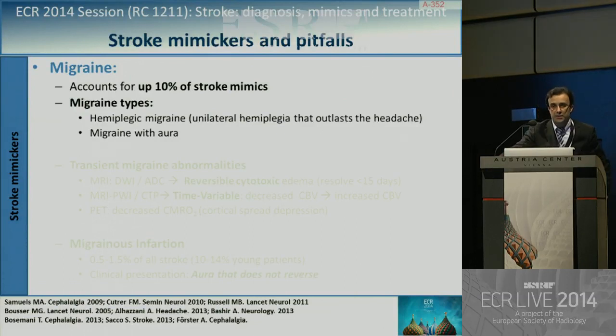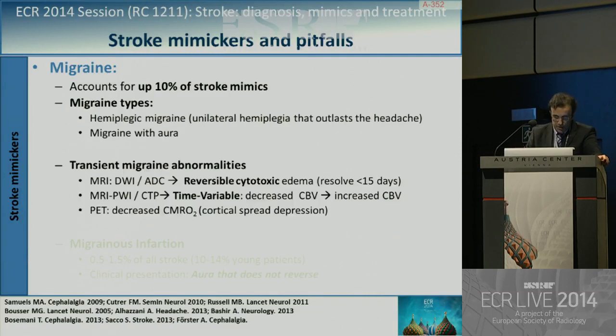Migraine is another challenge, especially if it's the first episode. If you don't know the patient has migraine, it may account for up to 10% of stroke mimics, especially two groups, hemiplegic migraine and migraine with aura. And you also have these transient migraine abnormalities, which can also cause reversible cytotoxic edema.